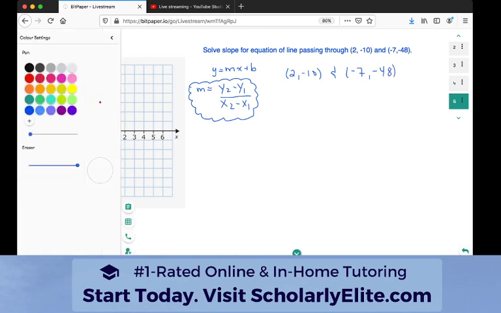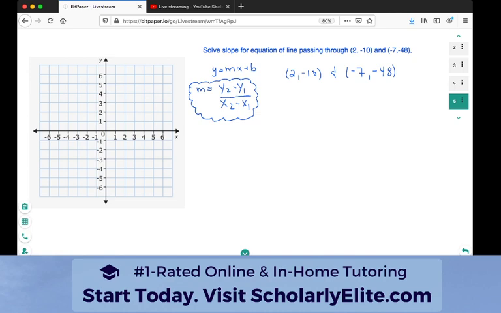I'm going to go ahead and label these, and labeling them is super important. So x1, y1, and this is going to be x2, y2. Okay, so when we're plugging into our equation, remember we've got y2 minus y1 over x2 minus x1. Let's go ahead and plug that in.